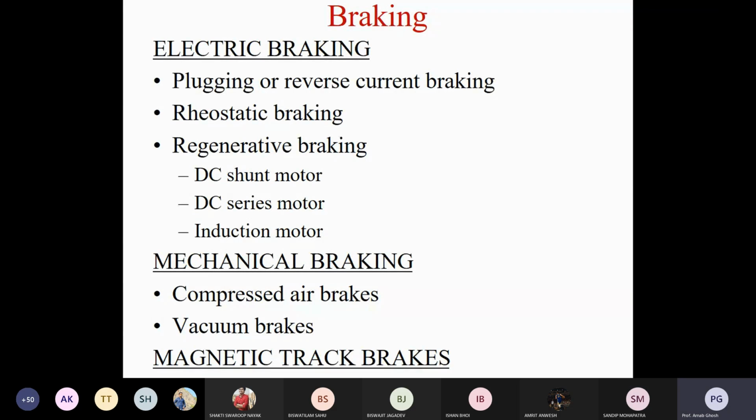In vacuum brakes, what happens is that if you suddenly pull the chain, some air will enter the vacuum and the brake will be locked. That's why you should not pull the chain. Only in case of an emergency situation can you pull it, otherwise it is a criminal offense.